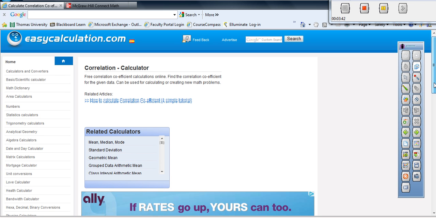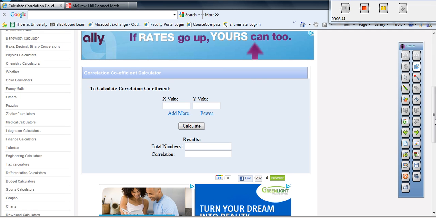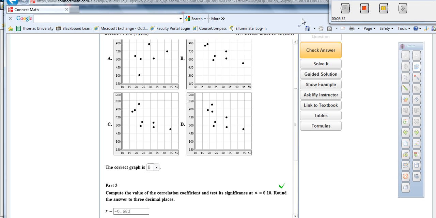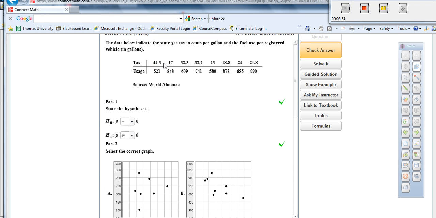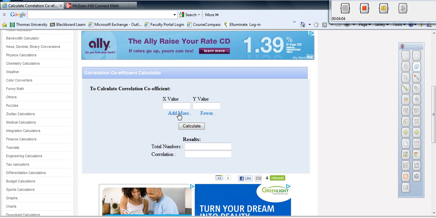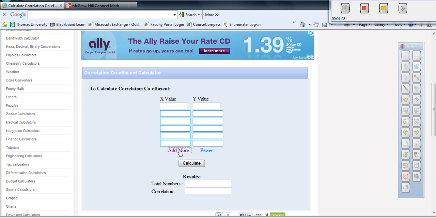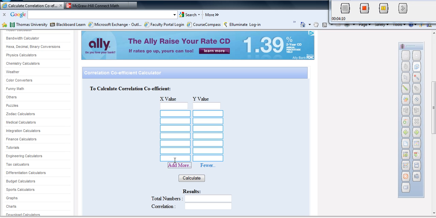This is a new run through. If I go back to the sheet and show you for a second, there are 8 ordered pairs: 1, 2, 3, 4, 5, 6, 7, 8. So when I use Easy Calculator, I'm going to need to make this have 8 spots. 1, 2, 3. So now I have 8 locations.